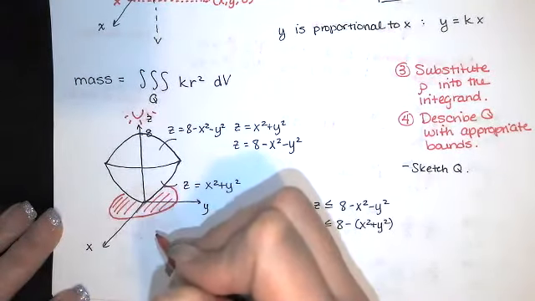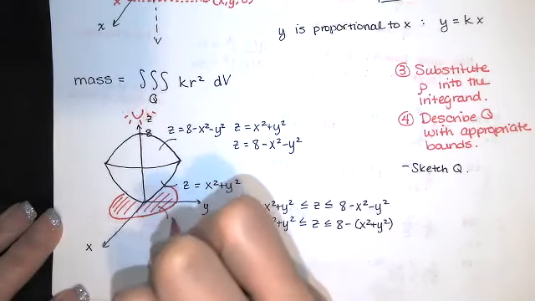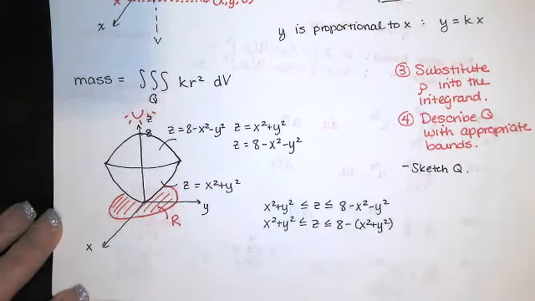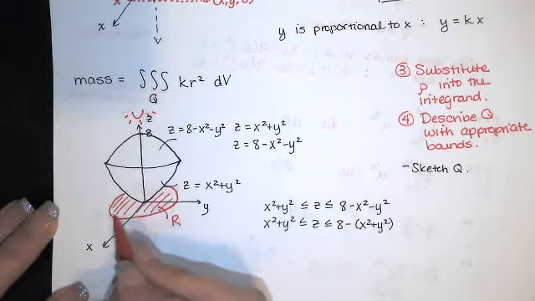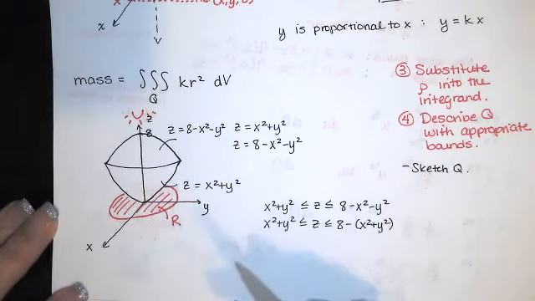If I took the sun, and if the sun is right here, that sun is going to cast a shadow on the XY plane. That shadow is the projection of that surface onto the XY plane. We call that the region R. So we need to find the boundary of R in order to sketch R.